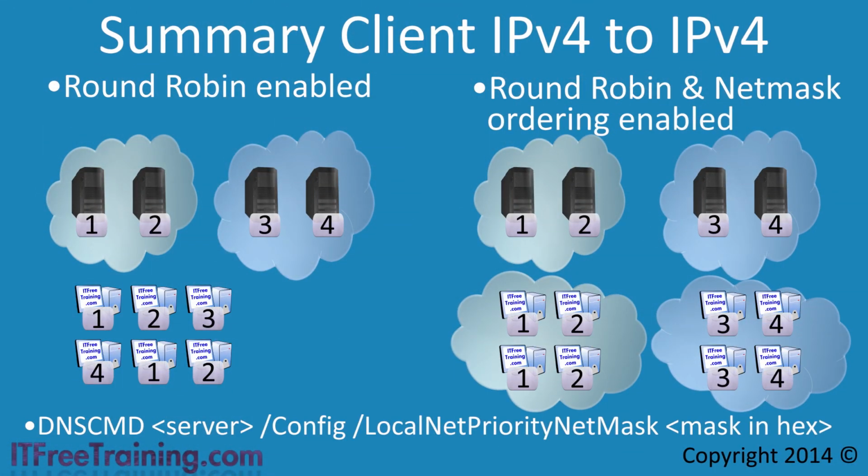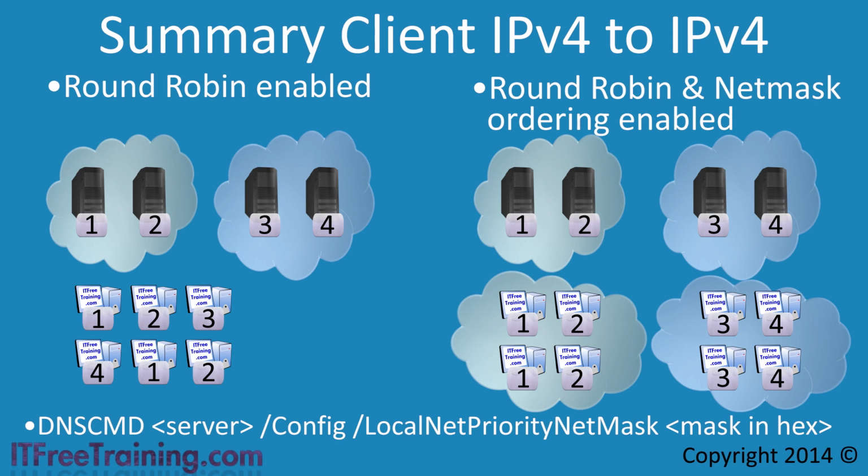There has been a lot covered in this video, so I will go through a quick summary of the main points. If you have a client with an IP4 address querying a DNS server with IP4 records, the following will occur. With Round Robin enabled and Netmask Ordering disabled, the DNS server will cycle through the available DNS records on the server regardless of which network the client and the DNS records are on. If Round Robin and Netmask Ordering are enabled, which is the default for DNS server, the DNS server will return a DNS record on the same network as the client when one exists. If multiple DNS records exist for the same network, they will be cycled through.